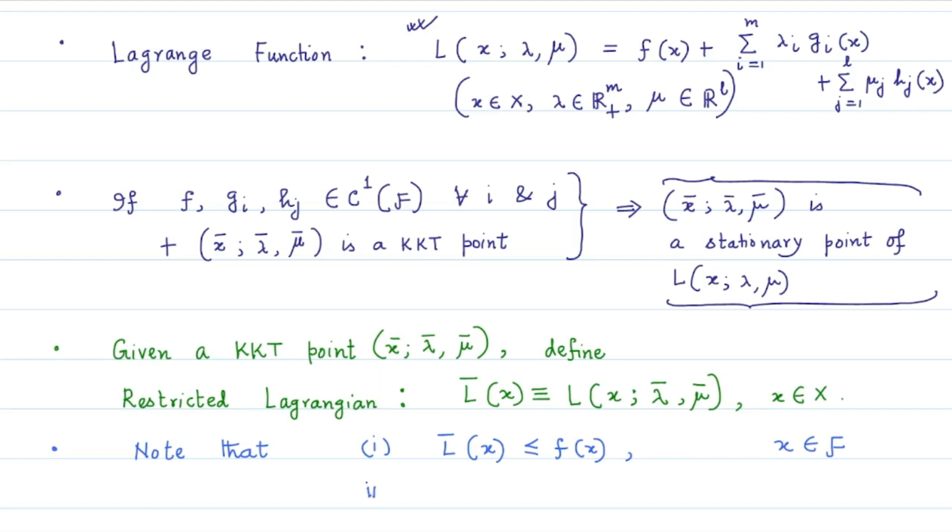Not only that, we also see that the value of the restricted Lagrangian at the point x bar is identical to the value of the objective function at x bar, because this triplet satisfies the KKT optimality conditions, and inside the KKT optimality conditions we have the complementary slackness condition lambda_i times g_i equal to 0. Therefore at the point x bar this summation part is equal to 0, and hence we have this equality, that the values of L bar and f at the point x bar are identical.